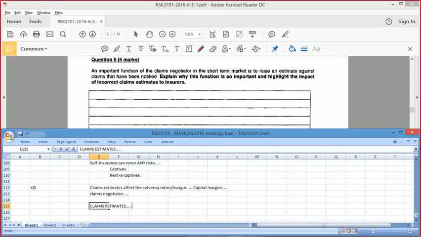okay, there is a textbook reference here, so page 114 old, and in yours? 139 new. Okay, and there they talk about it. So, in the short term market, it's an important function of the claims negotiator. See, there's the word. Claims negotiator. To raise an estimate against claims that have been notified. The estimate should be realistic as the insurer has to put his money in reserve. Okay, yeah, we spoke about the margin ratios. Okay, the reserve. Okay, so yeah, that's definitely the right page.